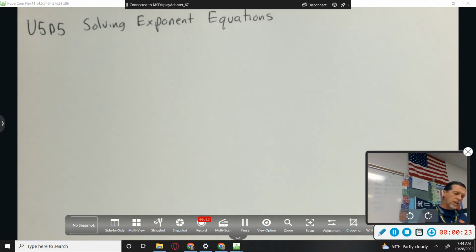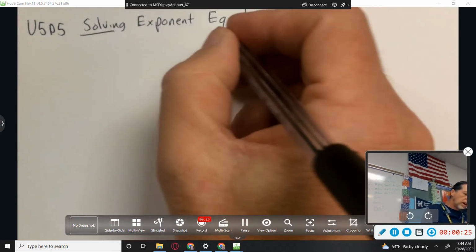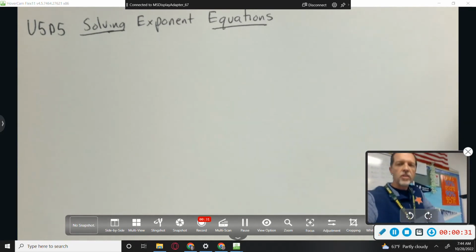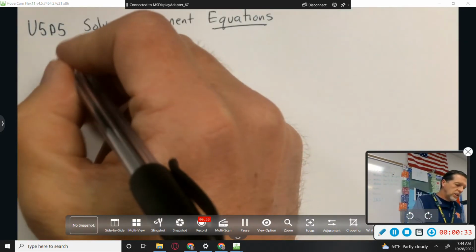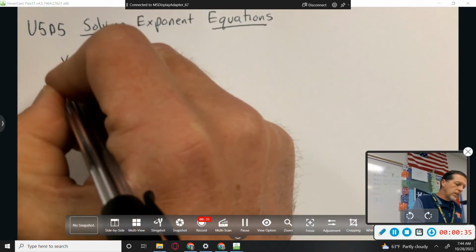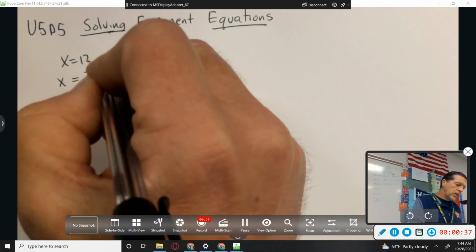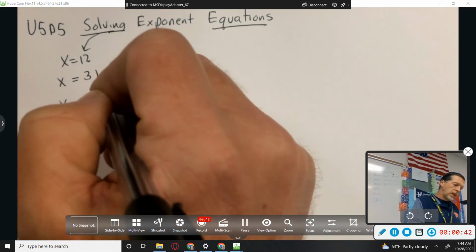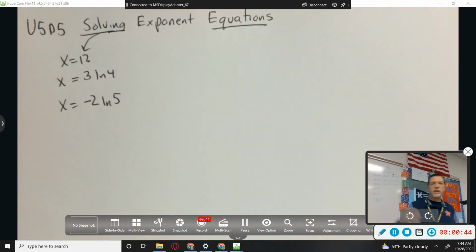Okay, solving equations. So yesterday, or Wednesday, was simplifying. Solving an equation means I'm going to get an answer, right? I'm going to get x equals 12, or x equals 3 natural log 4, or x equals negative 2 natural log 5. Like I'm going to start with an equation, mess around with it, move things around, log both sides, whatever, and eventually get some kind of answer.